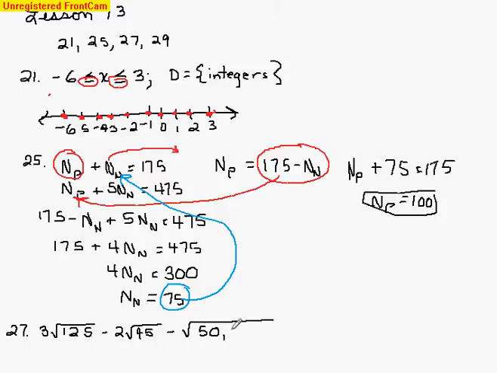So what we did was we learned to find the biggest perfect square that divides evenly into these numbers under the radical. So we're going to get 3. The biggest perfect square that goes into 125 evenly, I do believe, is 25. 25 times what gives you 125? That would be 5. So here's our perfect square.